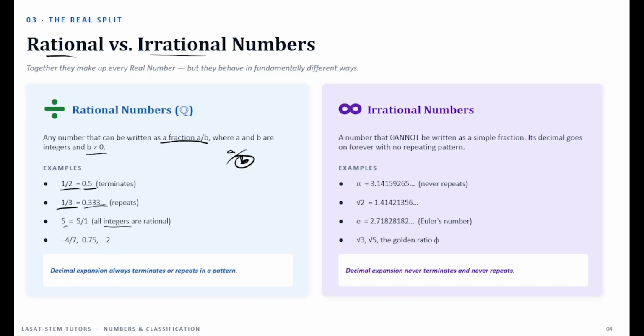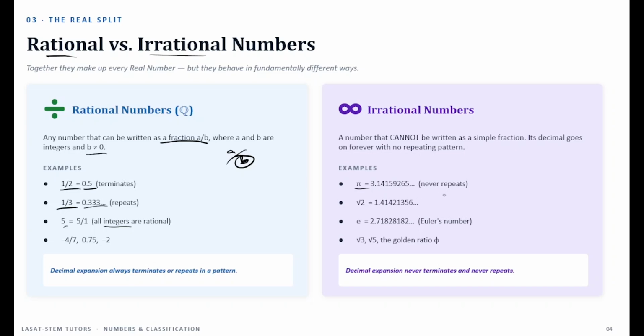Then we have irrational numbers. You have a number that cannot be written as a simple fraction. So the decimal equivalent of that number goes on forever, and there's no repeating pattern. Examples of such numbers: we have pi. Pi is a constant used to solve for areas of circles and the likes. Pi never repeats, and it is a very, very long decimal.